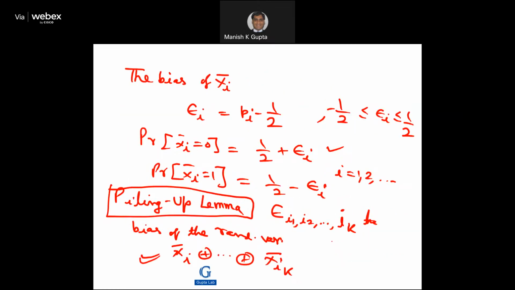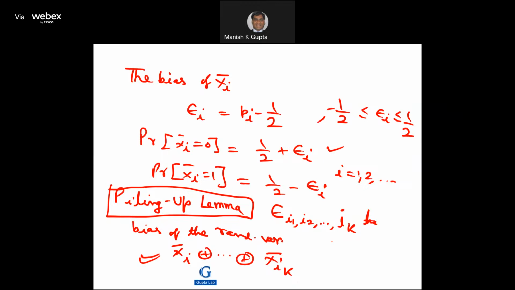Okay, now I'm going to look at what is known as the bias of Xi, our random variable Xi bar. So it is defined as epsilon I is equal to pi minus half. And clearly, since pi is a probability between 0 and 1, this whole thing lies between minus half and half.